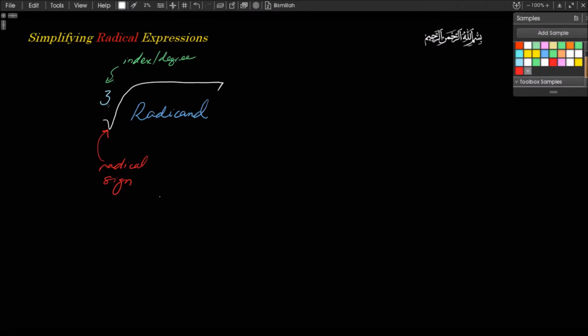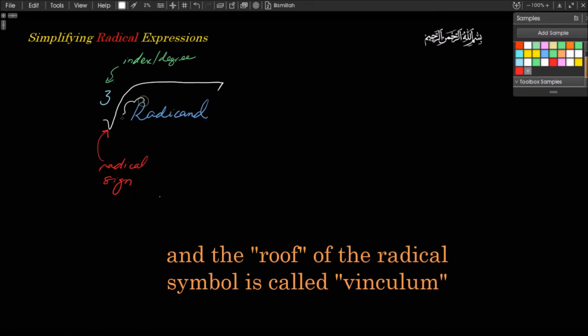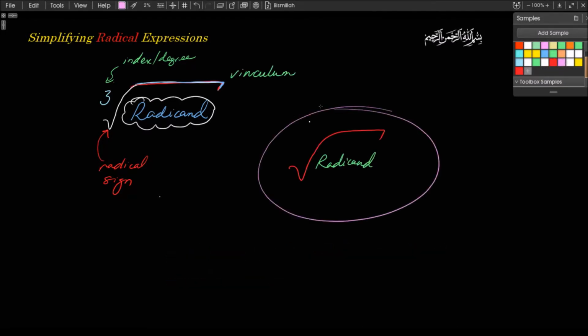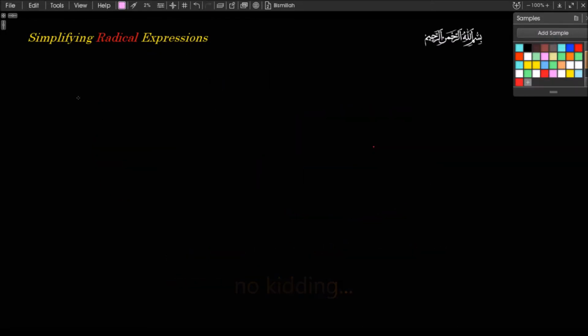This is the index, whatever root you're taking, or the degree. And whatever you're taking the root of, that's called the radicand over here. And the whole thing is the radical expression. Now, if you understand that the square root of 25 is 5 times 5, what number multiplied by itself gives 25? That's 5.